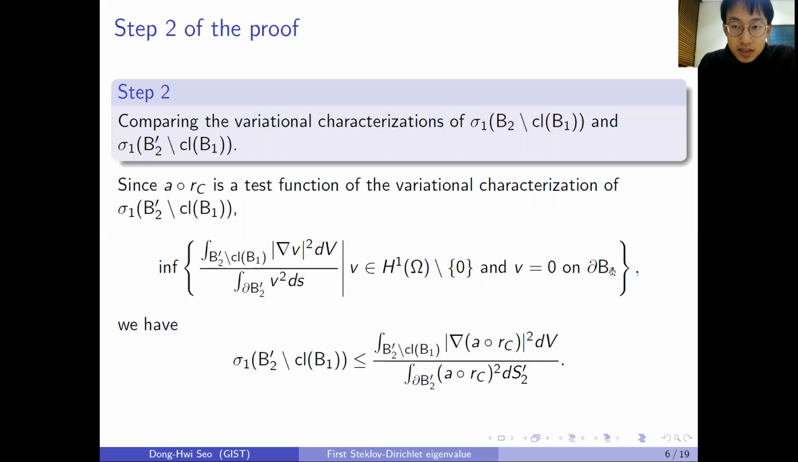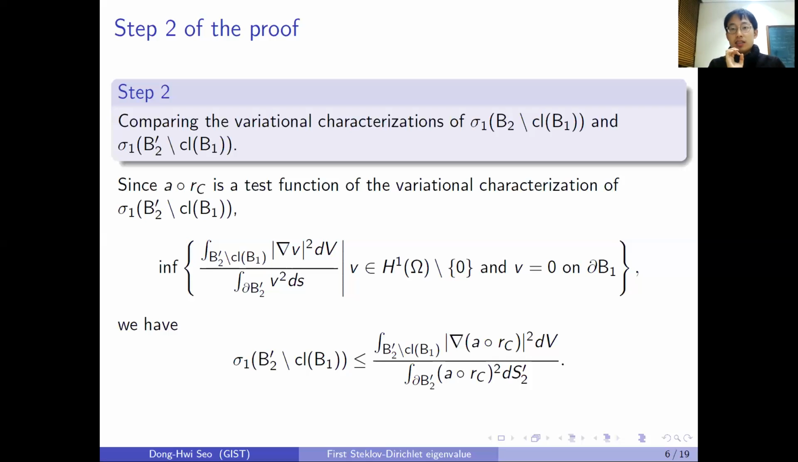So our first eigenfunction in the concentric annulus is also a test function for the first eigenvalue of an eccentric annulus, and we can substitute our first eigenfunction into this Rayleigh quotient. Then we obtain an upper bound of the first eigenvalue as follows.